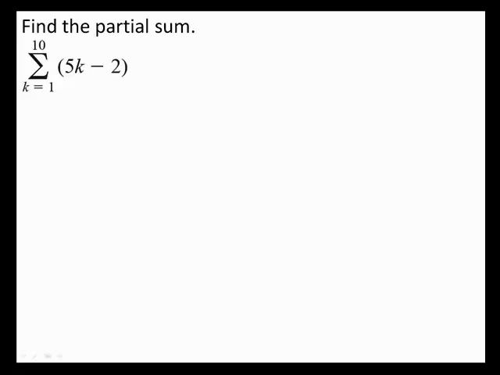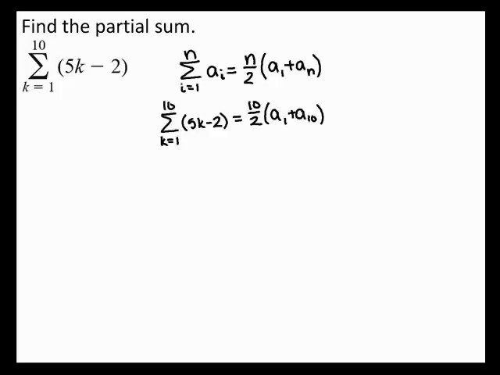Find the partial sum. The sum from k equals 1 to k equals 10 of 5k minus 2. Use the nth partial sum formula. Substitute 10 in for n. Substitute 1 in for k and substitute it into a sub 1. Substitute 10 in for k and substitute it into a sub 10. Simplify 5 minus 2 plus 50 minus 2. Simplify 10 divided by 2. Simplify 5 times 51. We find that the sum from k equals 1 to k equals 10 of 5k minus 2 is equal to 255.